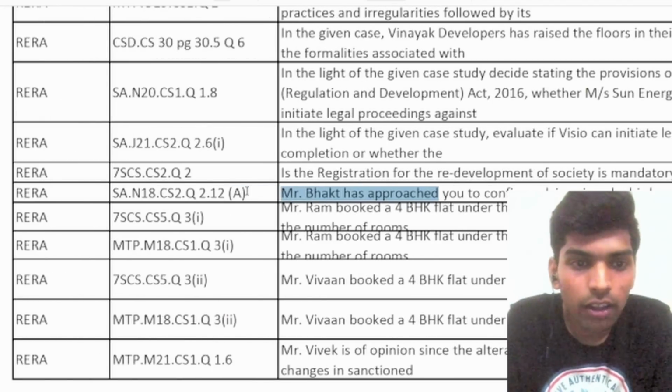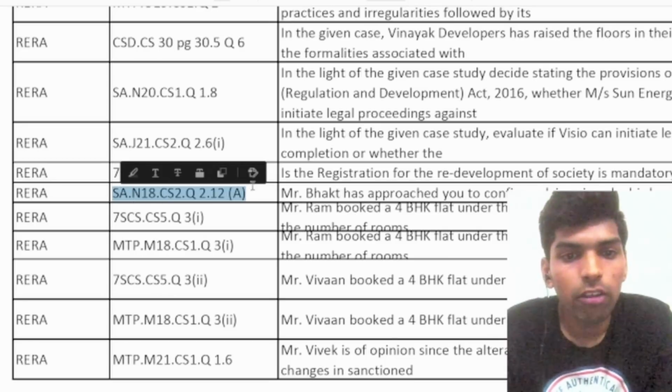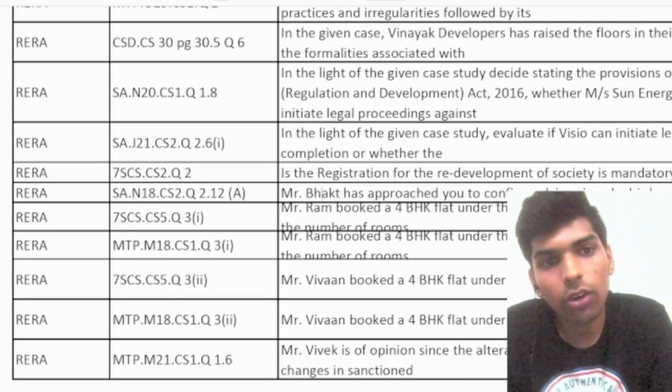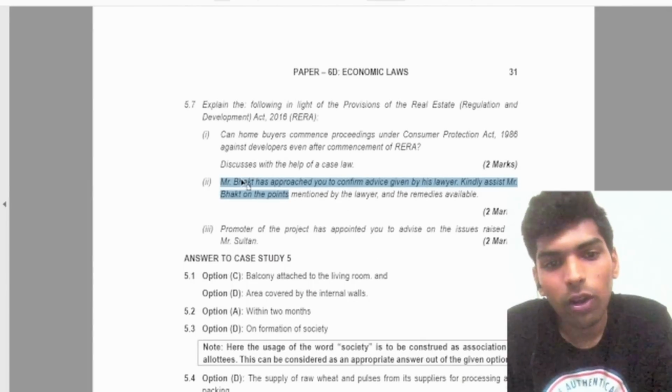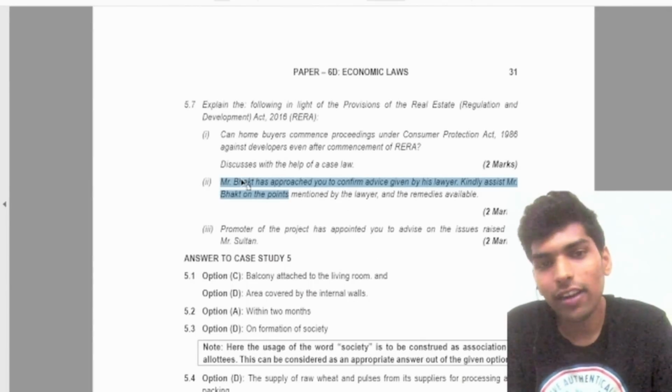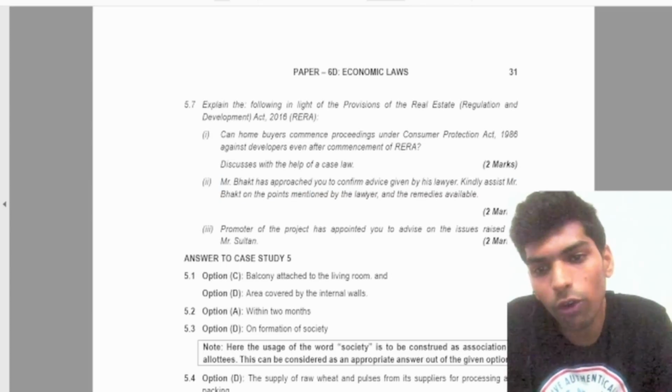I again read this. It is saying suggested answer November 18 case study 2 question 2.12. So I am getting the hint that this question might be from the suggested answer case study question 2.12. I will open that suggested answer November 18, and I will just do the copy paste for this question, and I will score full marks. So this is for 2 marks. I get the 2 marks.